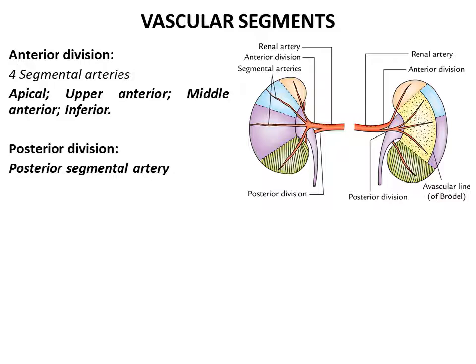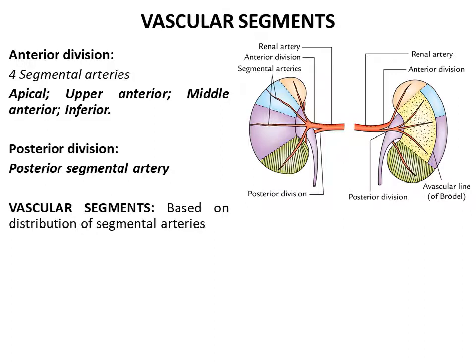When we look at these arteries, the apical and the lower or inferior segment occupy both the anterior and posterior surfaces, whereas the upper anterior and middle anterior segments are confined to the anterior surface and the posterior segment occupies the posterior surface. The vascular segments are based on the distribution of the 5 segmental arteries.